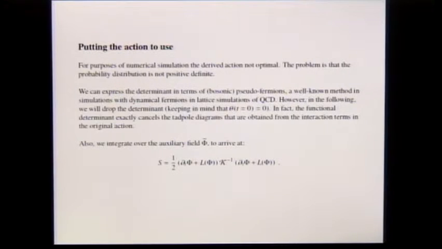Now, the previous action that I showed, I already told you, or you might have thought, that it's not very beneficial if one wants to do any sort of computational exercise with that action.